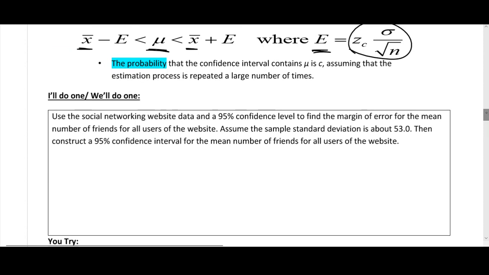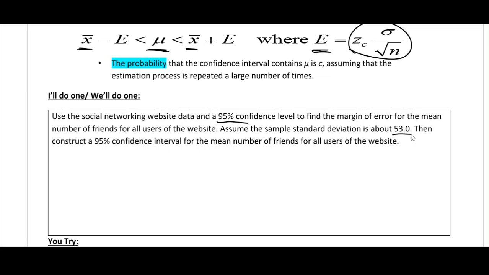Using the social networking website data and a 95% confidence level, find the margin of error for the mean number of friends for all users on the website. Assume the sample standard deviation is about 53, then construct a 95% confidence interval for the mean number of friends for all users of the website.